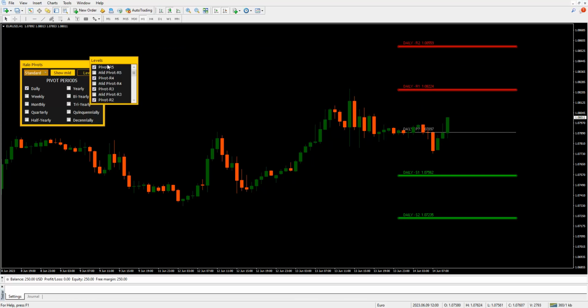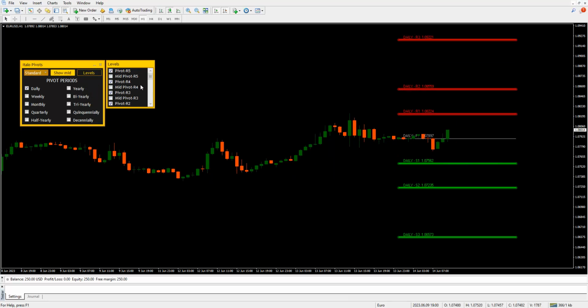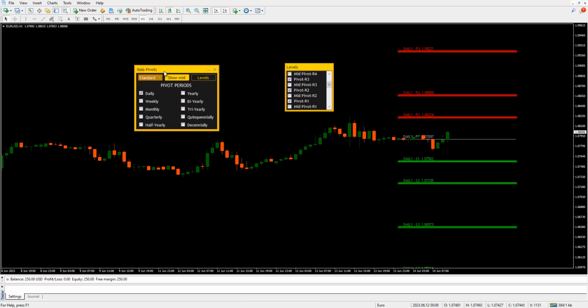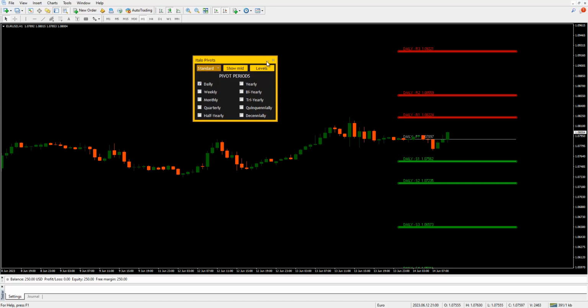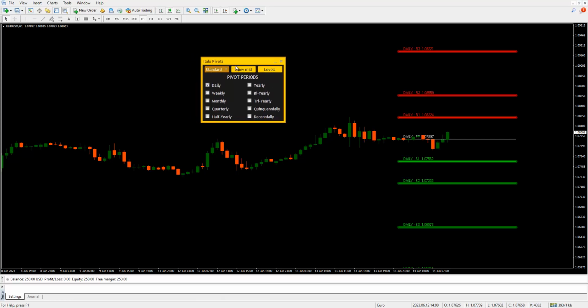Here in levels, you can show the levels you want. Take a look. You can show the levels you want. You can put the panel on whatever place you want here on the chart. Click on levels again. You can minimize the panel, maximize.